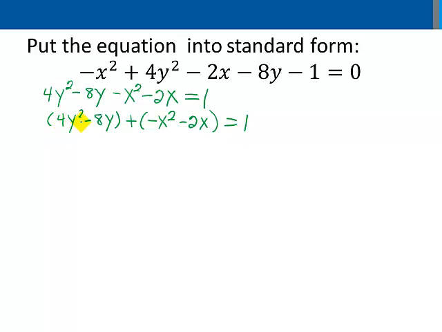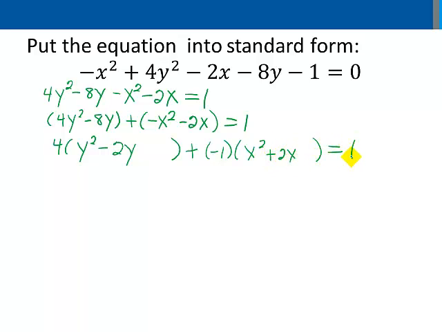From the 4y squared minus 8y, I'm going to factor out a 4 so that the y squared has a coefficient of 1. So I'll have y squared minus 2y, leave some space, plus I'll factor out a negative 1 from negative x squared minus 2x, leaving me with x squared plus 2x, again some space, equals 1. We'll complete the square on the y's. We'd need to add a 1 here. We'll complete the square on the x's, adding a 1.